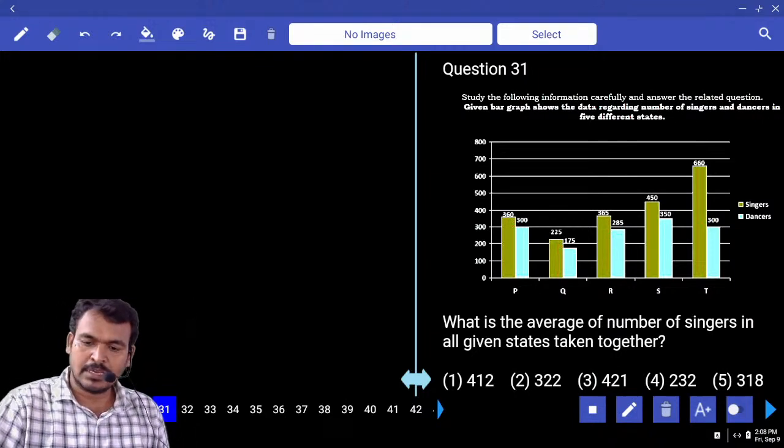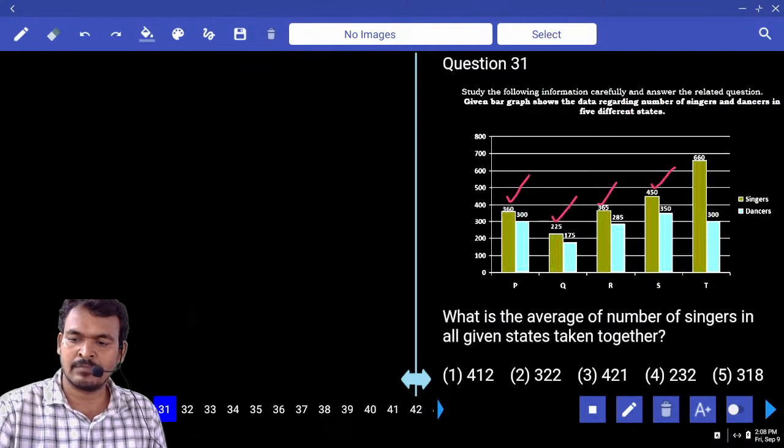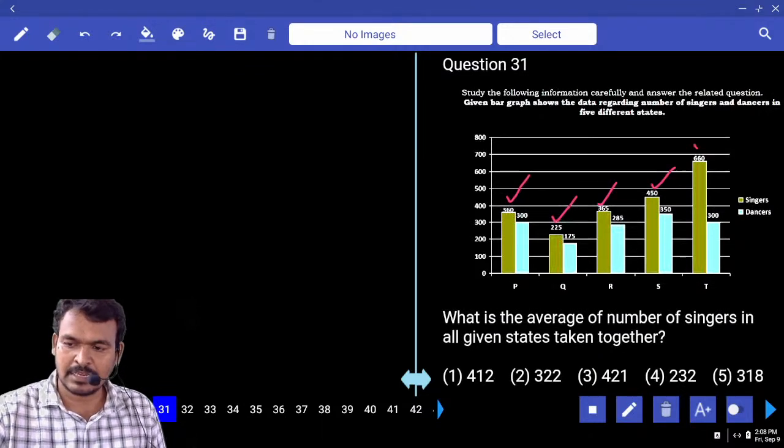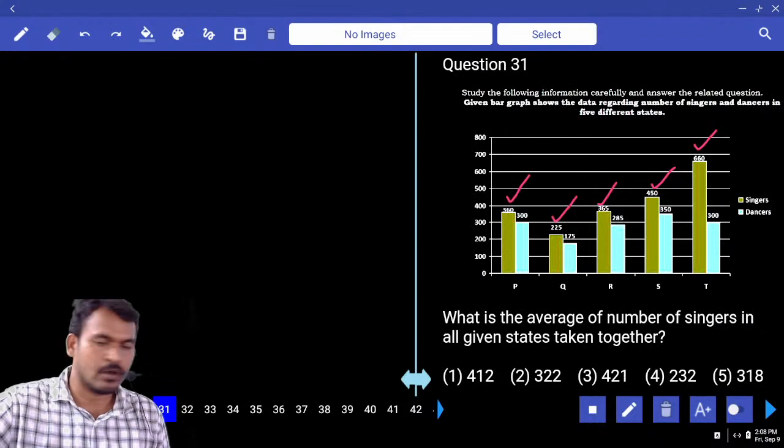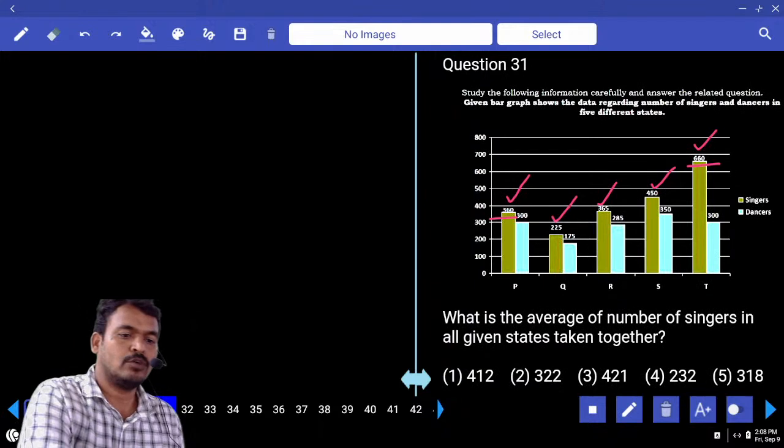First one, what is the number of singers in P? 360. Singers in Q, 225. Singers in R, 365. Singers in S, 450. Singers in T, 660. Okay. First we are adding 660 and 360. How much? 1020.